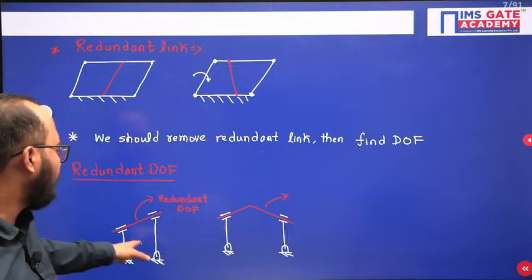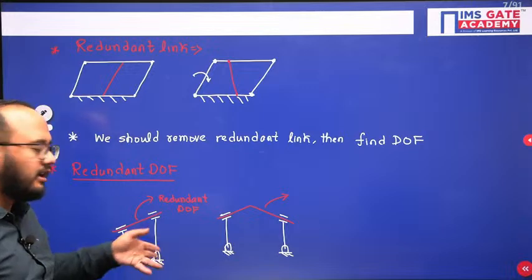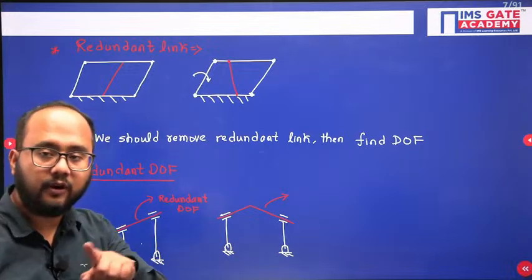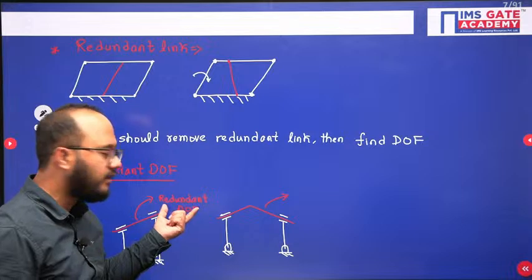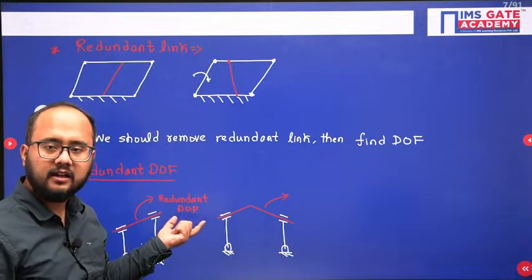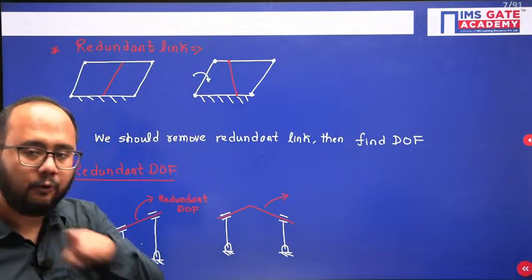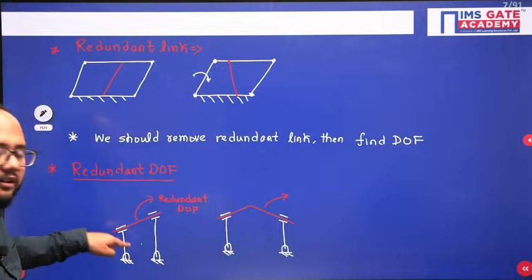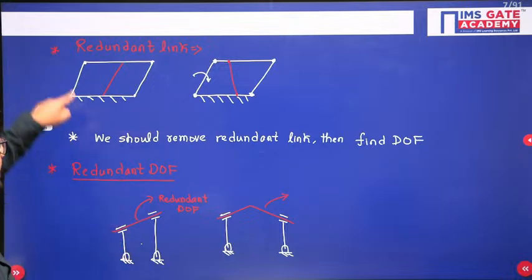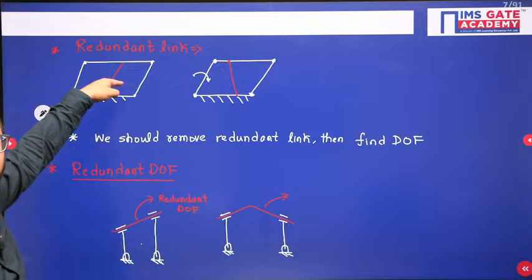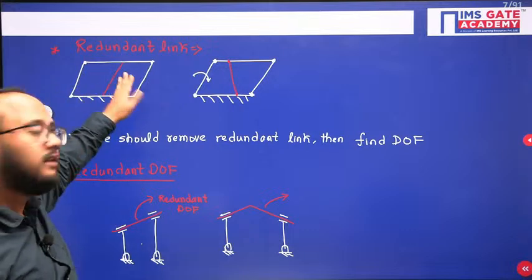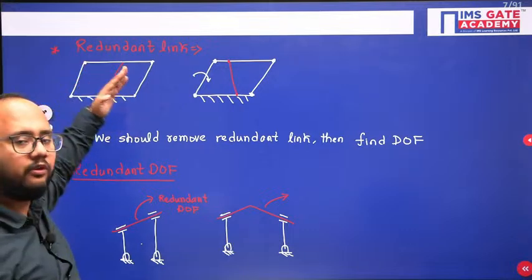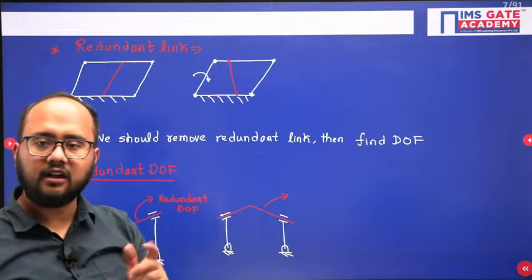So let's suppose how many links? 4 links, all lower pairs. You will get degree of freedom 1 from the formula. Again, we have to subtract 1 degree of freedom because it is redundant, right? So the resulting answer will be 0. The actual degree of freedom for this particular mechanism is 0. And for the other one, from the formula you will get 0, but actually it is having 1, because this redundant link I have to remove, then calculate the degree of freedom.